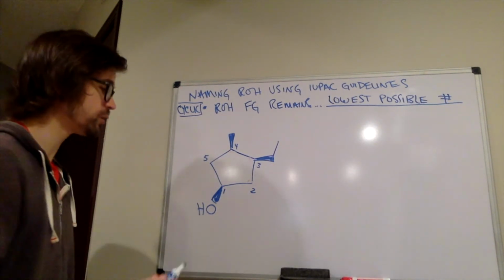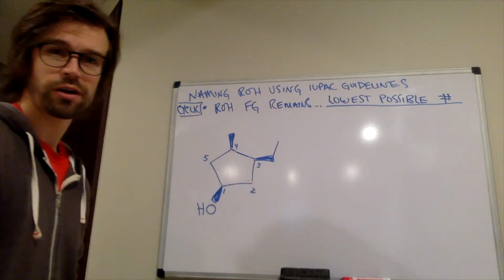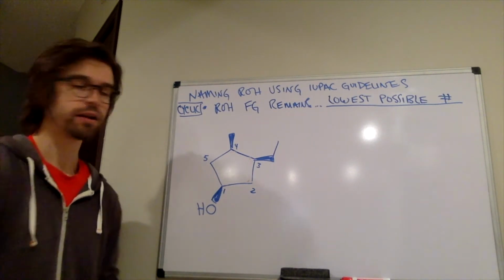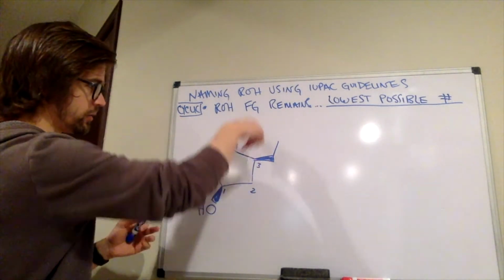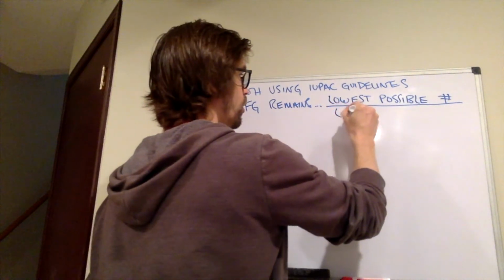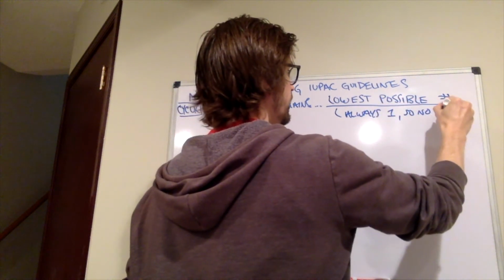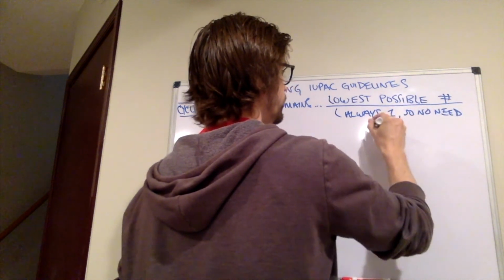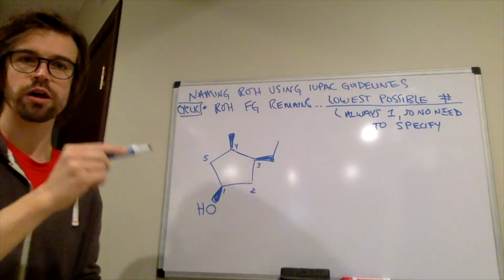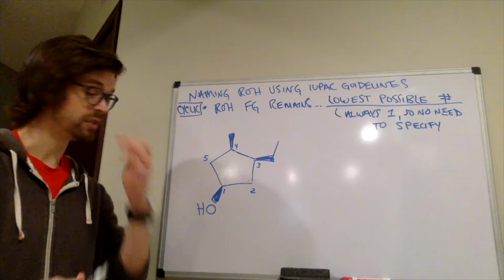So this one, alcohol functional group remains the lowest possible number. What is the lowest possible number in a cyclic molecule? It's always 1, right? Because wherever the alcohol is, if it's here, if it's here, if it's here, wherever, it's always going to be number 1. So it's always 1. So no need to specify. We don't have to write 1-ol because it's known that it has to be 1 since it's a cyclic alcohol.